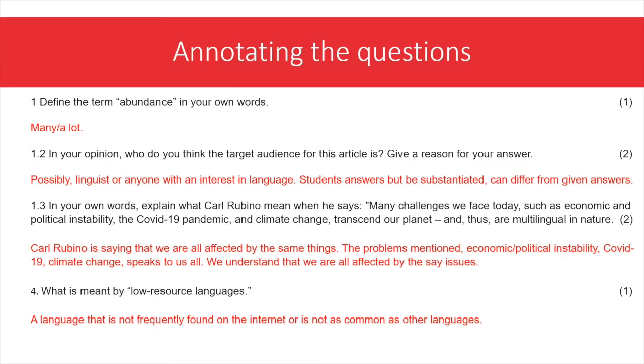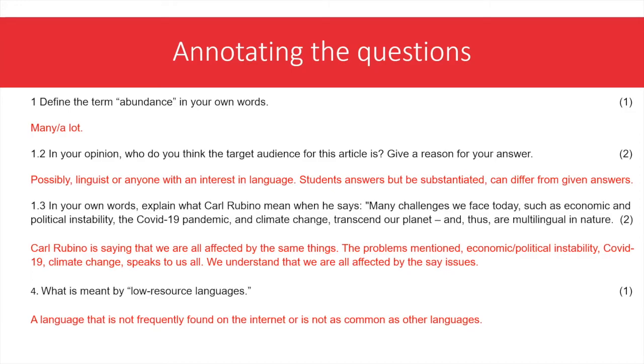Carl Rubino is saying that we are all affected by the same things. The problems mentioned, economic and political instability, COVID-19, climate change, all speaks to us. We all understand that these are things that people all around the world have issues with.